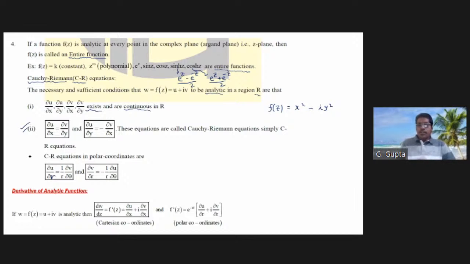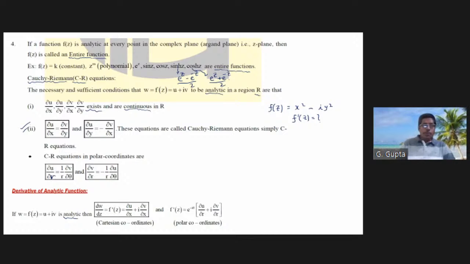Suppose, in this example, if we proved it is analytic, how do you find f dash z? Do you think the procedure is like that, x square derivative 2x and y square derivative 2y? It is not like that, absolutely wrong. Then these scientists have given the easiest procedure for finding f dash z provided f of z is analytic. So if w is equal to f of z is equal to u plus iv is analytic, then dw by dz, just like dy by dx, is equal to f dash z, just like f dash x in real variables, is equal to a simple answer.